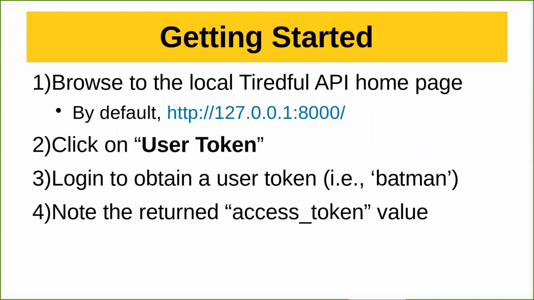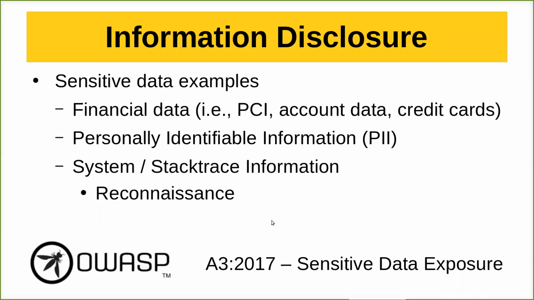So getting started with the Tiredful API running, you just open up, in this case, the loopback address, port 8000, and we'll click on user token. I've already done that, but I'll show it real quick. Then we log in to obtain a user token. There's a couple accounts included. One is Batman. And then note the returned access token value. Then I'll show that real quick, and then we'll get into the first demo, which is about information disclosure.